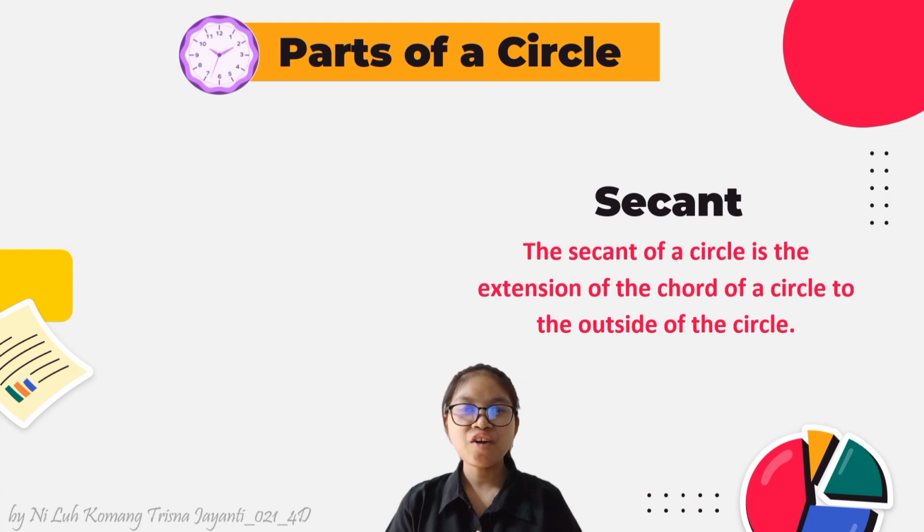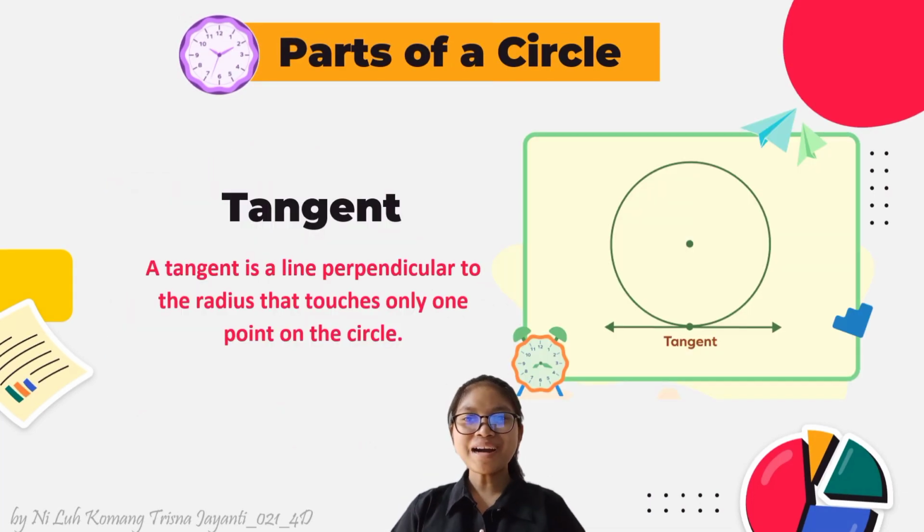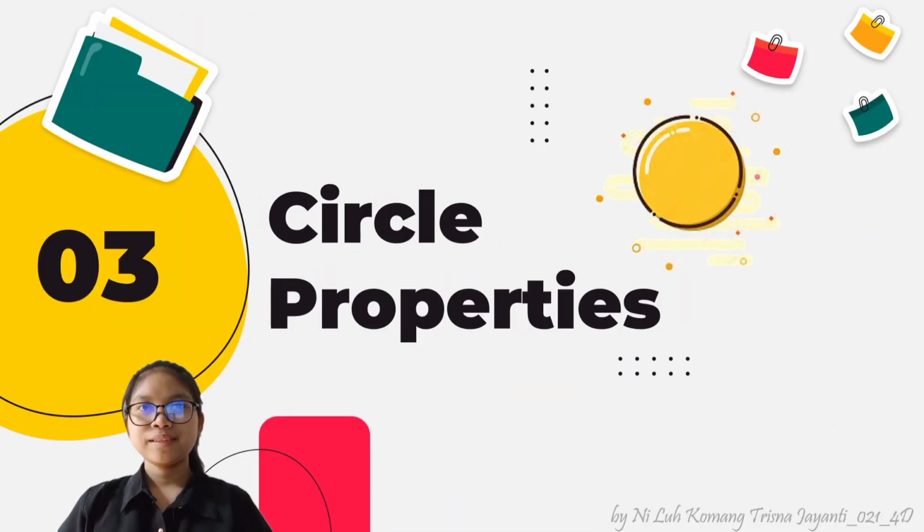Secant. The secant of a circle is the extension of the chord of a circle to the outside of the circle. The last part is tangent. A tangent is a line perpendicular to the radius that touches only one point on the circle. The two main aspects to remember in the tangent is the slope with the symbol m and a point on the line. Each flat shape has different properties.